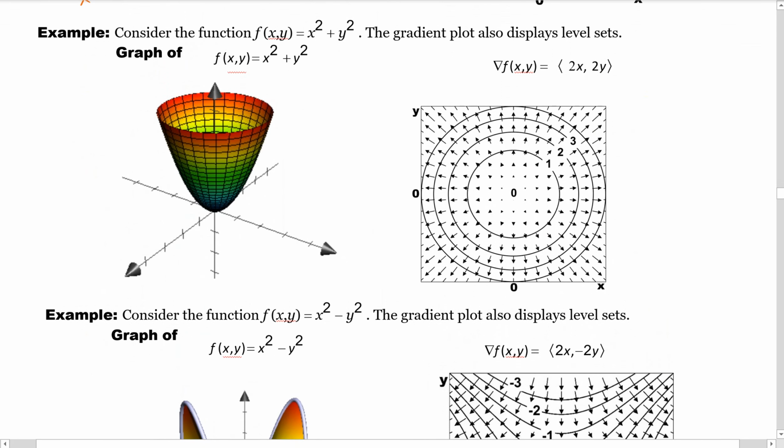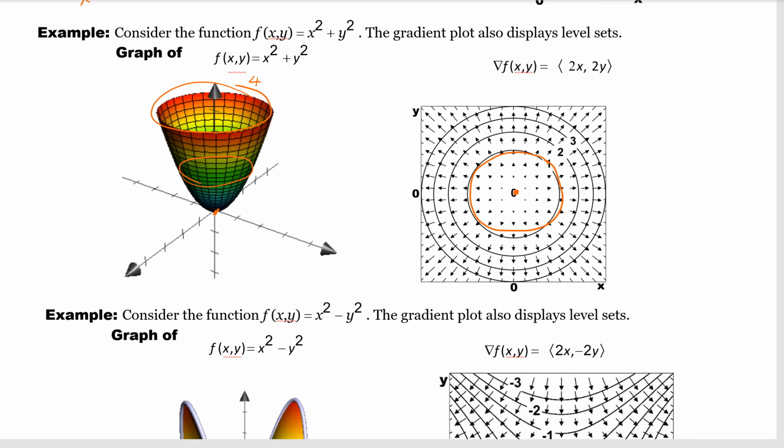So consider the function x squared plus y squared. The gradient plot displays the level set. Do you still remember what a level set is? Let's say if z equals 0, that corresponds to the origin. When z equals 1, x squared plus y squared equals 1, which gives us a circle, right? Maybe we should pick z equals 4. Then x squared plus y squared equals 4, which is a circle with radius 2. So this picture also includes the level sets.